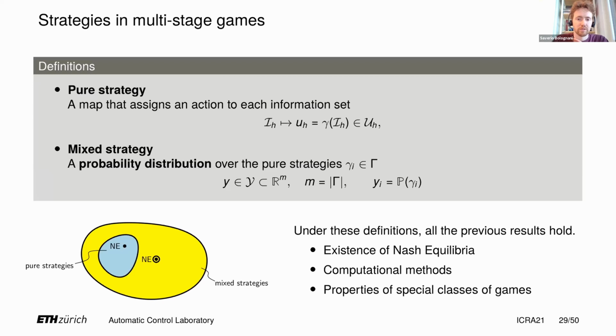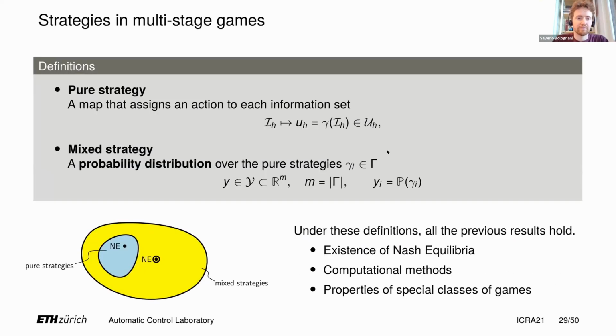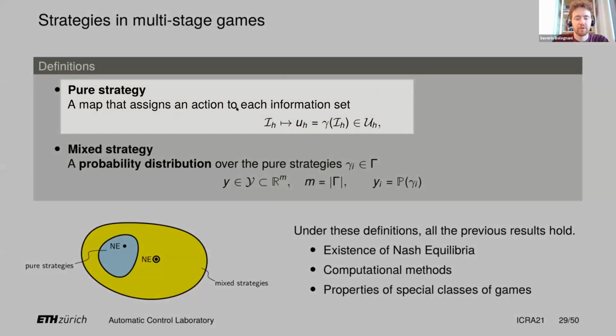Now, if you agree on this terminology, then the definitions that we have seen before can be naturally extended. A pure strategy is going to be now not an action, but a map from information sets to action. So a pure strategy for player one is that it's going to play u_H in information set H, with H equal to 1, 2, and so on. So u_H, the action, is a function of the information set in which you are.